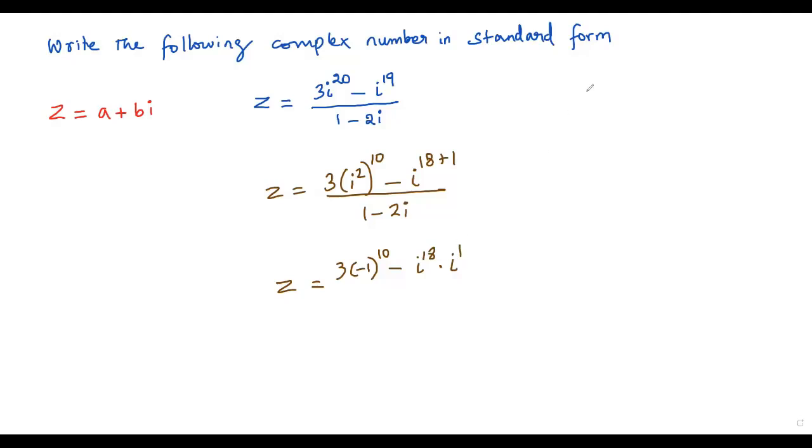We already know the product rule of exponents, a to the power m times a to the power n equals a to the power m + n. Whenever we multiply terms with the same base, we take the base once and add the exponents. I'm just doing this in reverse order. Whenever two values are added in the exponent, we can take the base separately for each and multiply them. So here, I'm taking the base i separately for 18 and for 1 and multiplying them. The denominator stays as it is, 1 - 2i.